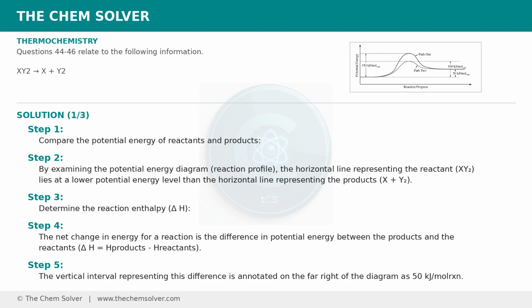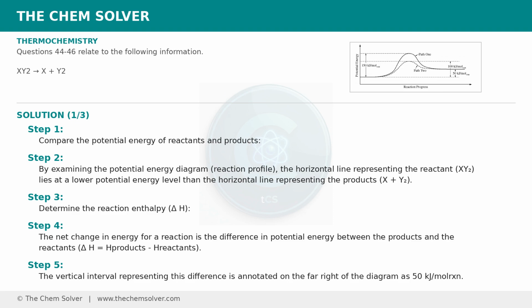Compare the potential energy of reactants and products by examining the potential energy diagram, reaction profile. The horizontal line representing the reactant, XY2, lies at a lower potential energy level than the horizontal line representing the products, X plus Y2.